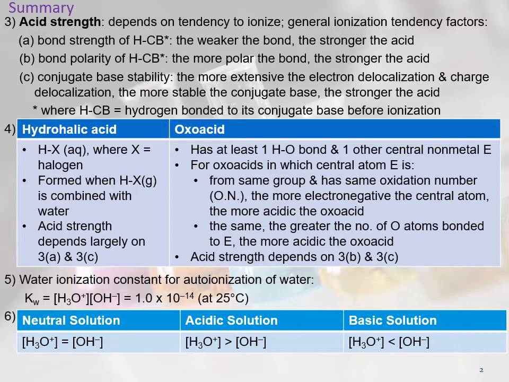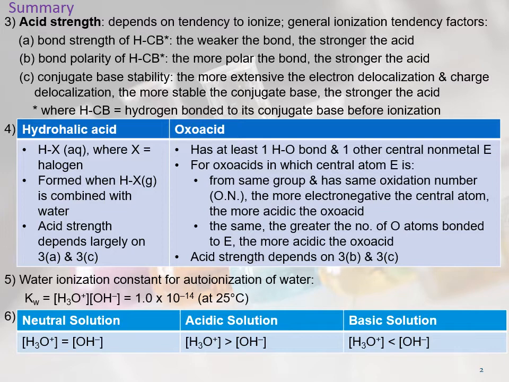A hydrohalic acid is represented as aqueous HX, where X represents a halogen. It is formed when a gaseous HX molecule is combined with water. Acid strength of the hydrohalic acid depends largely on its bond strength and its conjugate base stability.